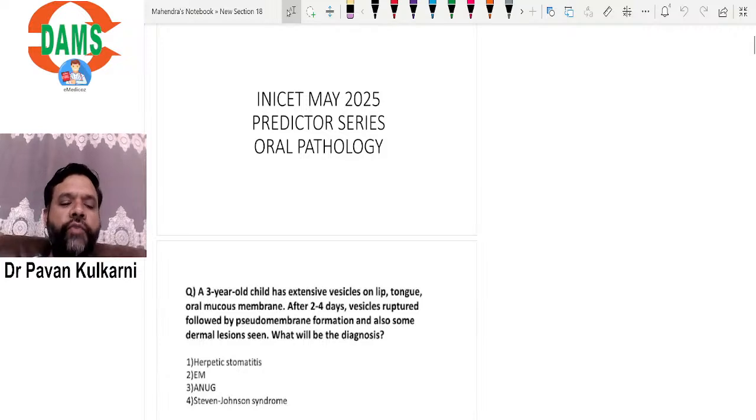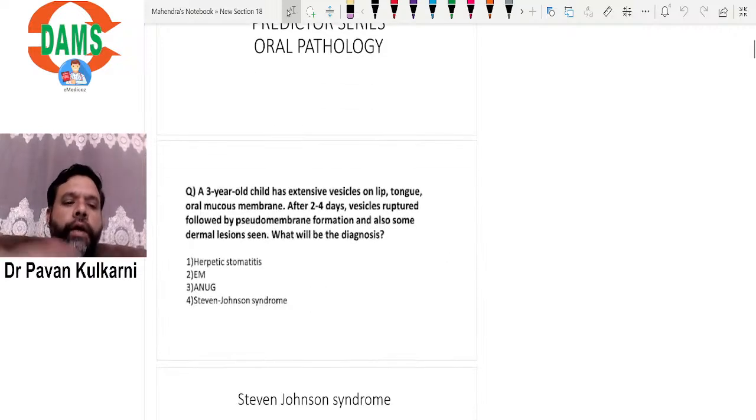First, let us move to the first question here. A 3-year-old child has extensive vesicles on the lip, tongue, oral mucous membrane. After 2 to 4 days, vesicles ruptured, followed by pseudomembrane formation and some dermal lesions seen. What will be the diagnosis?